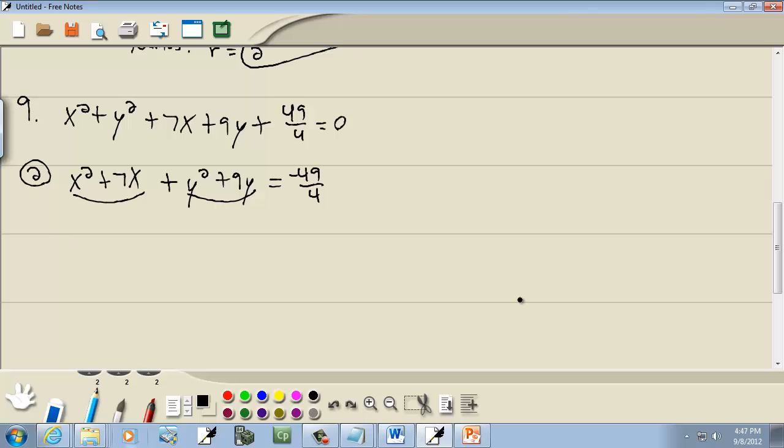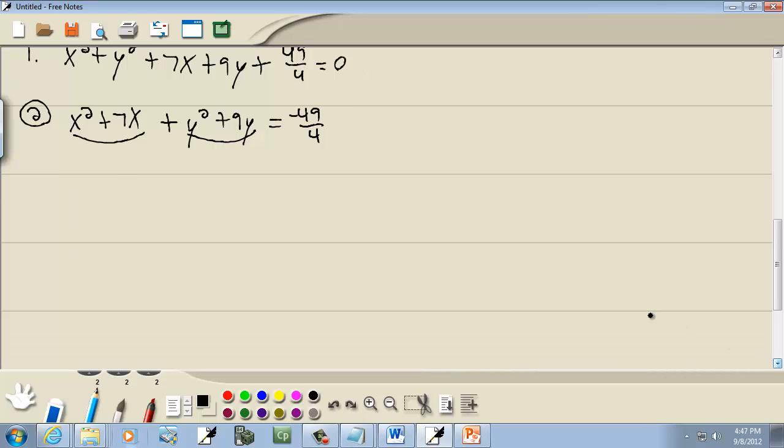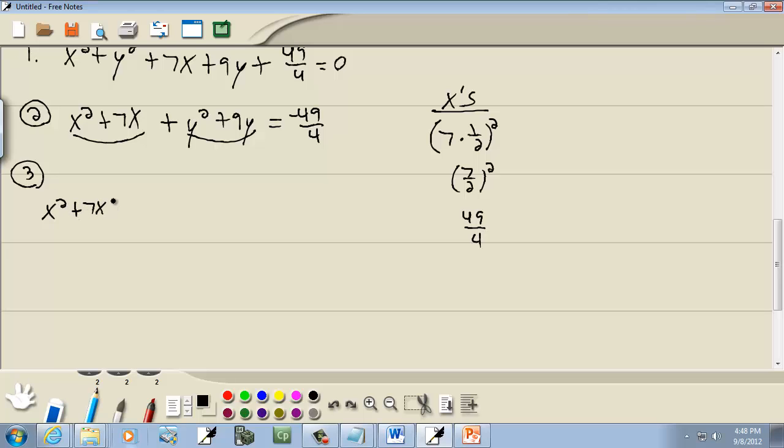Okay, so we want to complete the square on the x's. So let's come over here, we'll do the x's. The number before our x is 7. So we're going to take 7 times a half and square it. That gives us 7 halves squared, or 49 over 4. And we want to add that to both sides. So I got x squared plus 7x plus 49 over 4. And over here I got negative 49 over 4 plus 49 over 4.